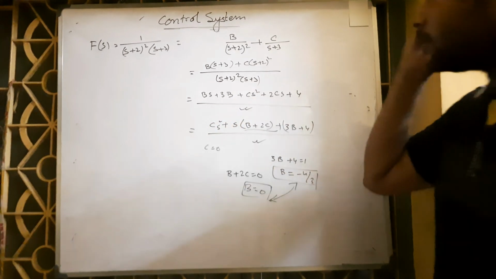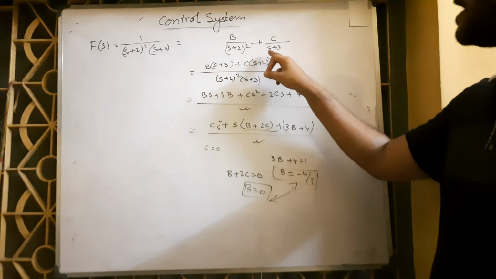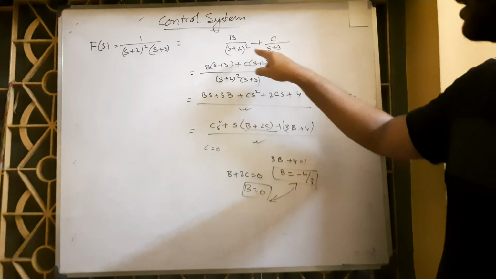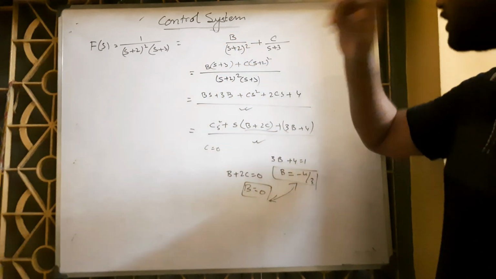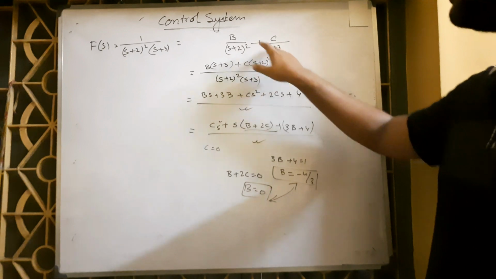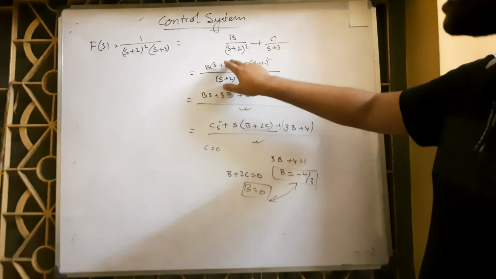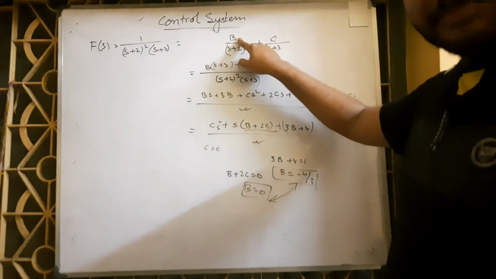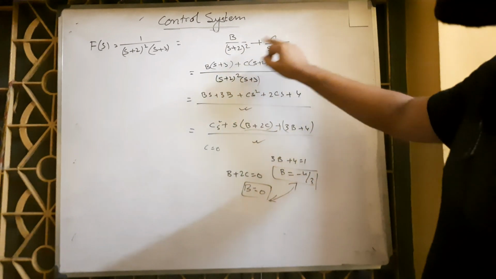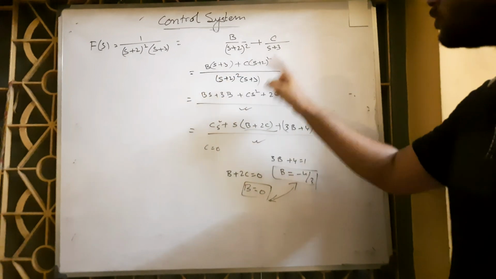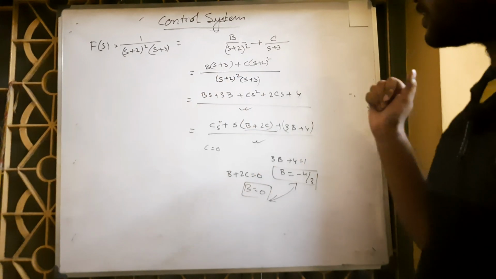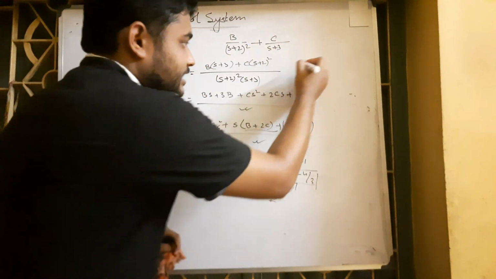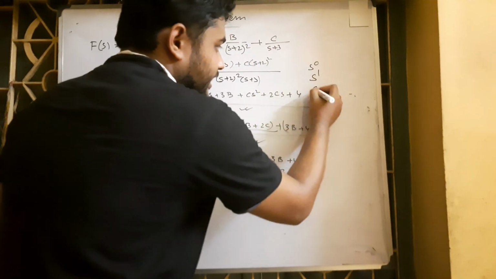Ultimately the total order in this expression will be 2. Why? Because in this case s plus 3 will be multiplied with B, that means order 1, and s plus 2 whole square will be multiplied with C, that means order 2. So the highest power will be 2. Now highest power 2 means you have 3 things: s equals 0, s equals 1, s equals 2.